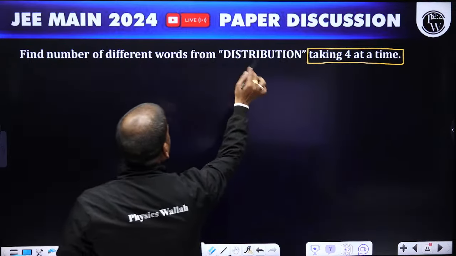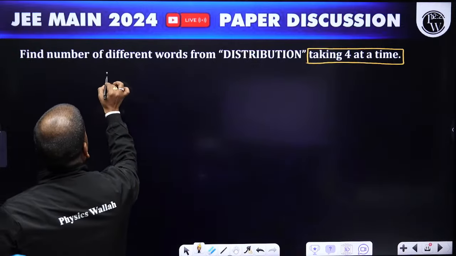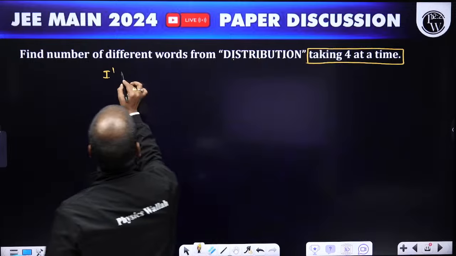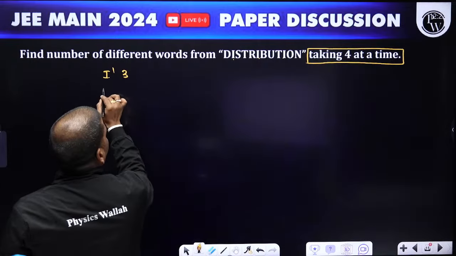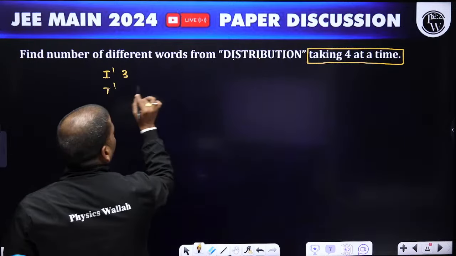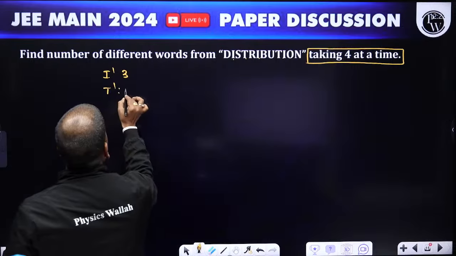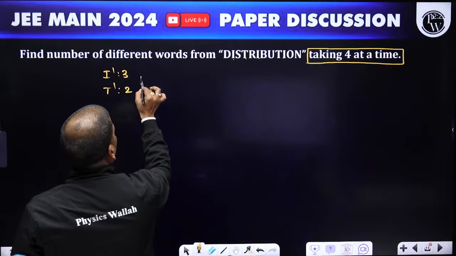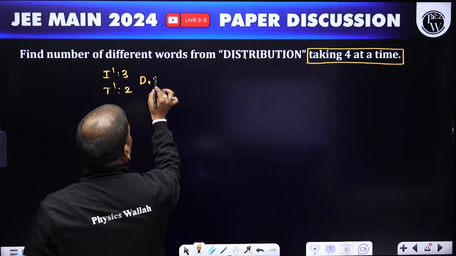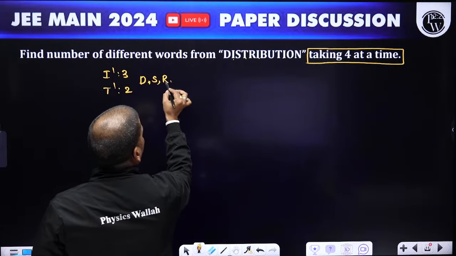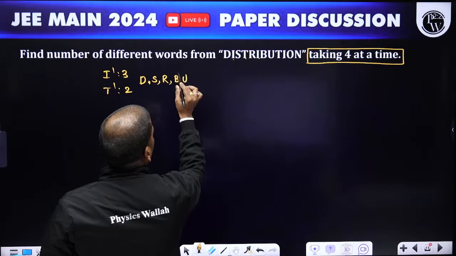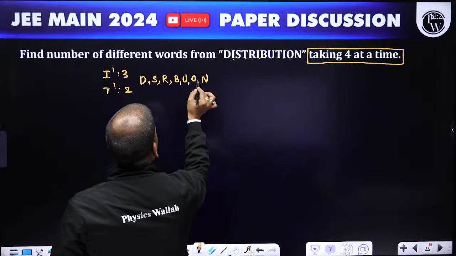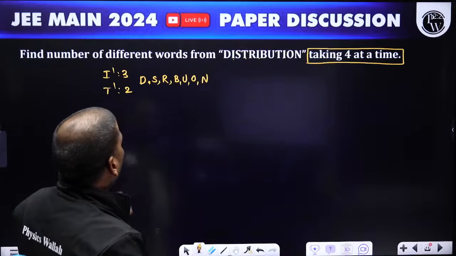Now we need to calculate the given letters. How many I's? 1, 2, 3. Next, T is also repeated: 1, 2, only 2. I think all the others are different: D, S, R, B, U, O, N. 4 at a time.